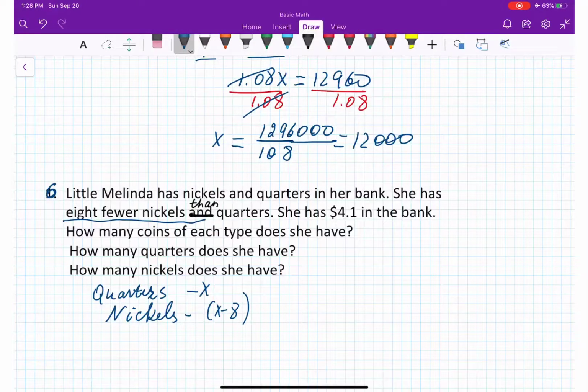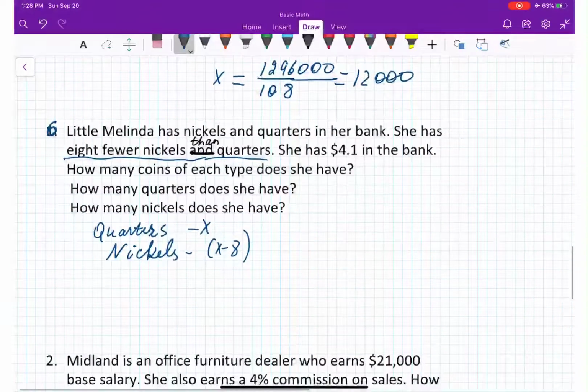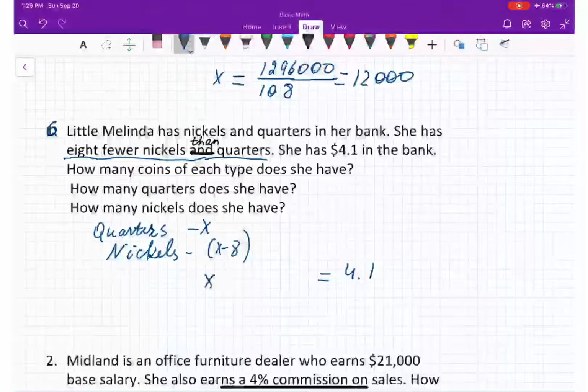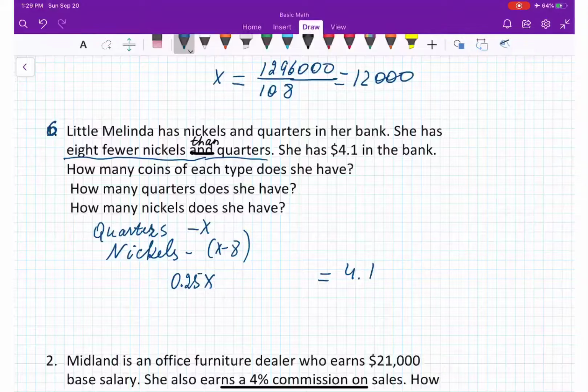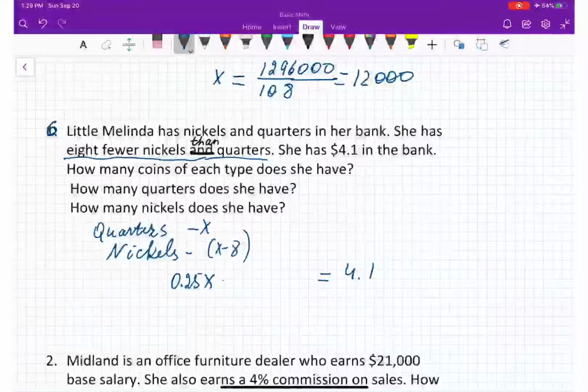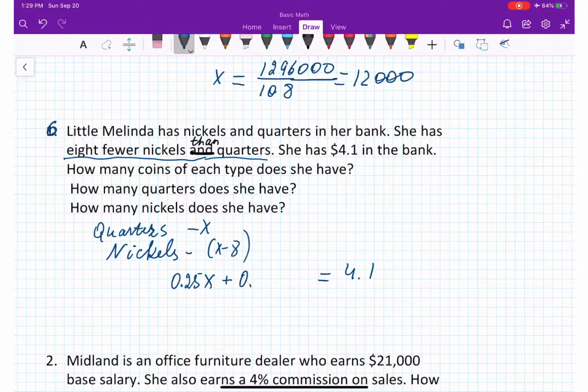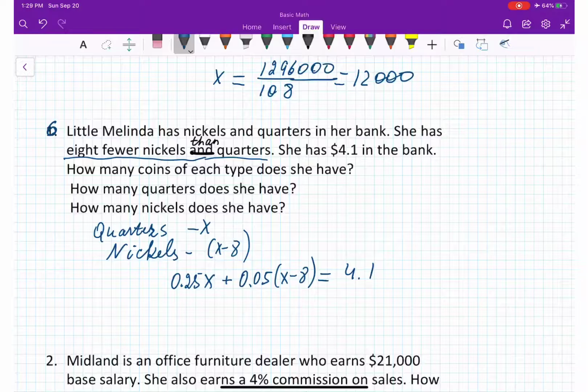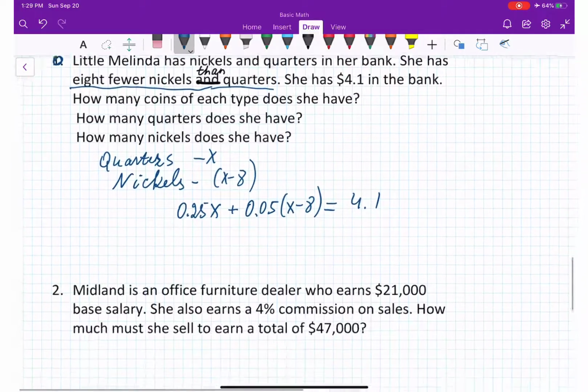She has a total of $4.1. That is going to be total 4.1. Okay, so how many coins does she have? How many quarters? How many nickels? Okay, quarters we have X, and the value of quarters is 0.25, right? 25 cents or 0.25. Nickels, the value is 5 cents, meaning 0.05, and the amount of nickels is X minus 8. That's all. So let's solve now.